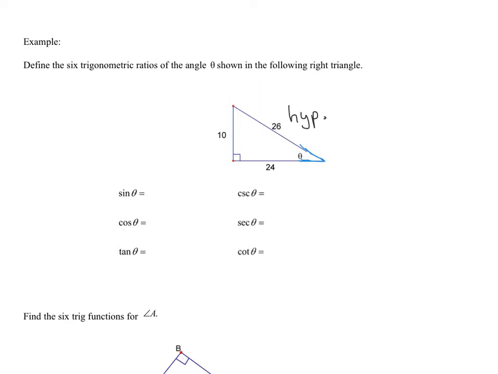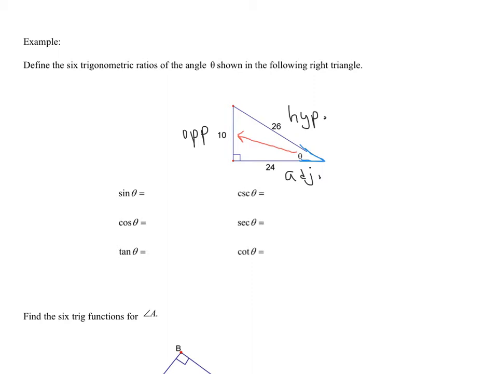Now if I think what side is across from theta, that would be side 10. So this is the opposite side to theta because we're dealing with angle theta. And then that's going to make 24 the adjacent. So once we have all the sides defined, and we know what all the sides are, 10, 24, and 26, we just basically plug in numbers.